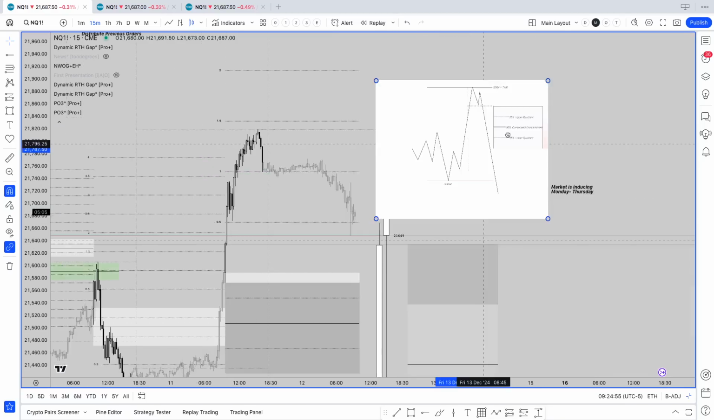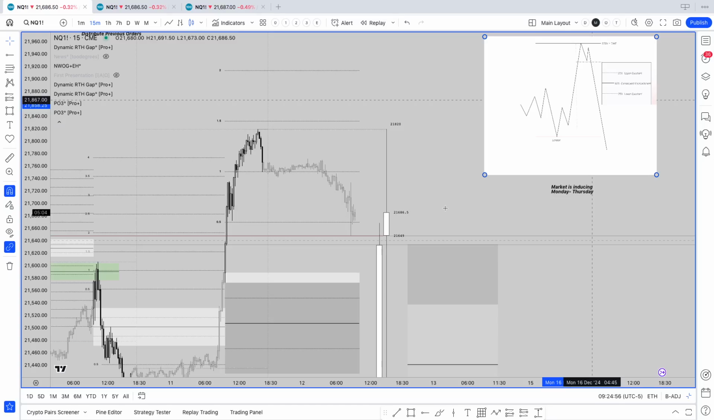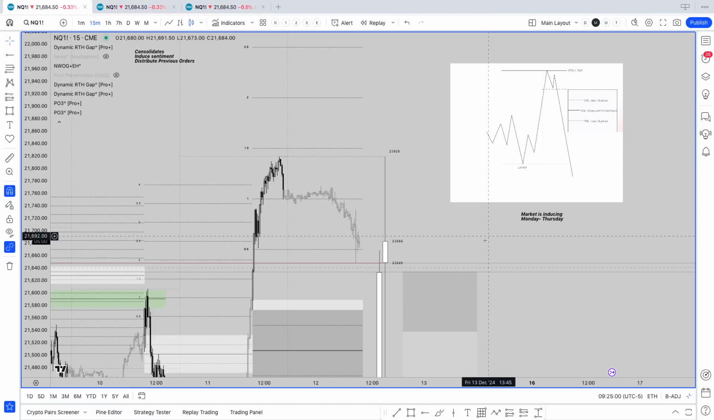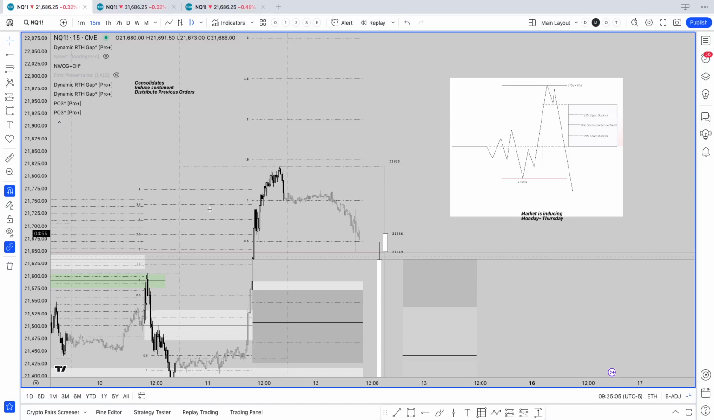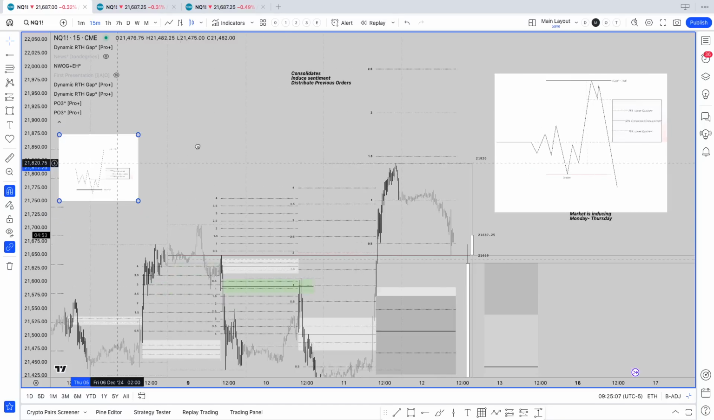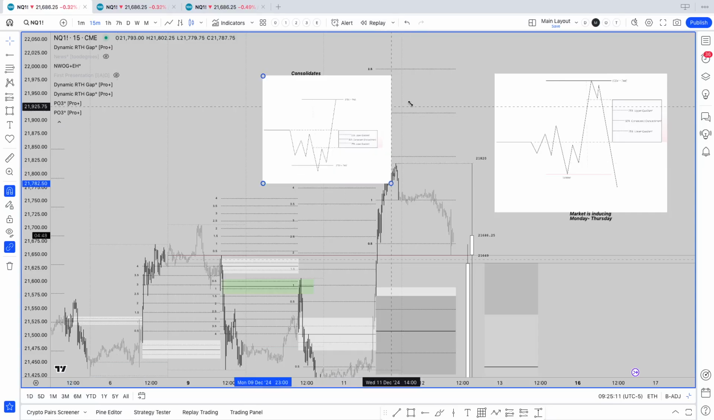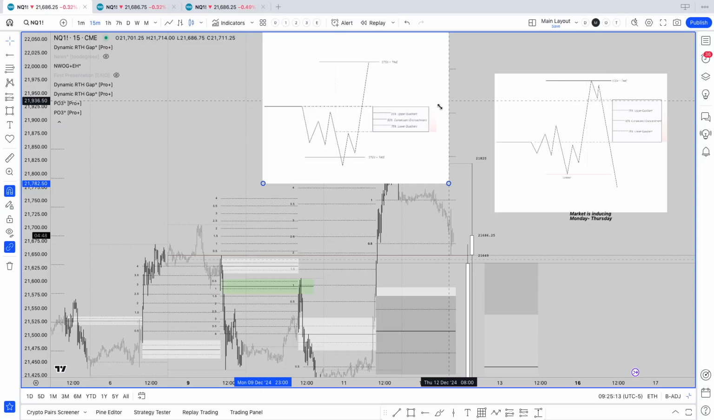This is another profile that I like a lot. The other profile that I like and I look to trade is this one.